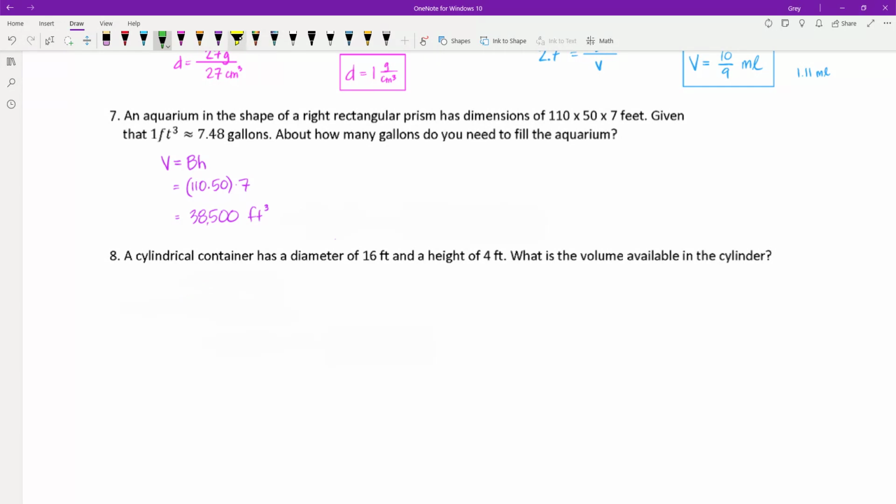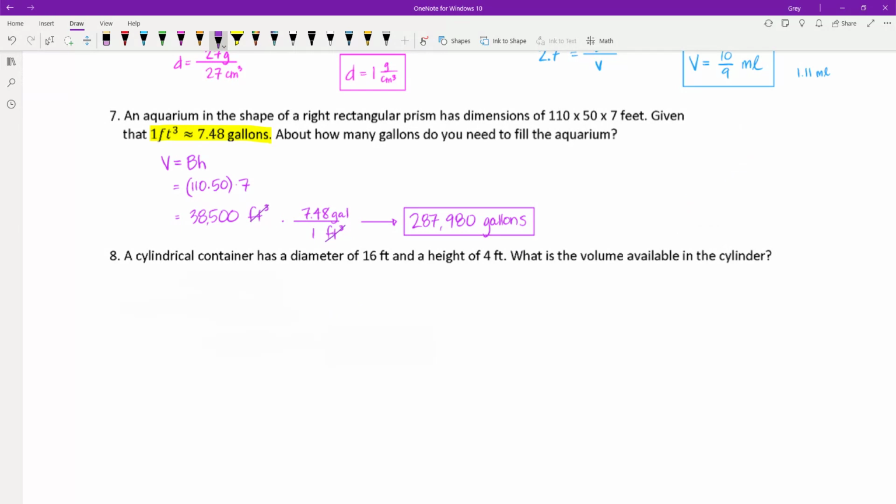Here is your conversion factor right here, y'all. Okay. So what you have to remember, if I want to know how many gallons, if I'm going to gallons, I'm going to put gallons on top and cubic feet on the bottom. So I'm going to multiply, and then when you do that, you're going to see, hopefully, that your cubic feet cancel out, leaving your answer to be 38,500 times 7.48 to give you a total of 287,980 gallons to fill the aquarium.